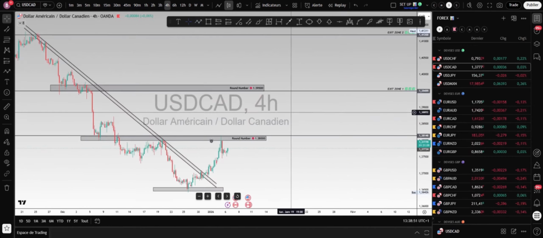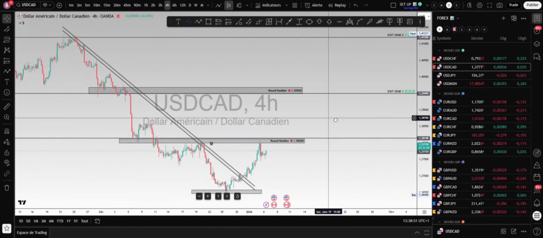Then we move on to USD CAD, as we can see. Here, I have drawn my oblique resistance, so my descending channel. Right here, I have my support. Okay, and here I have my price zone.